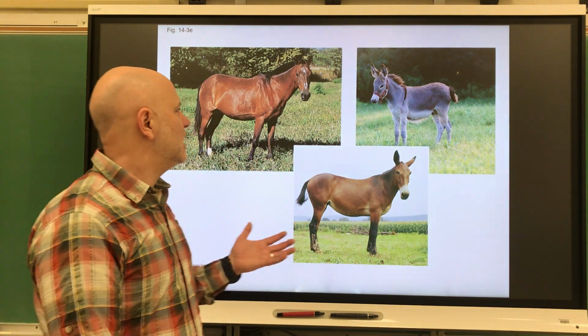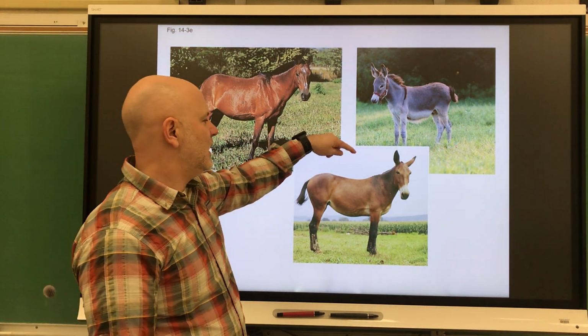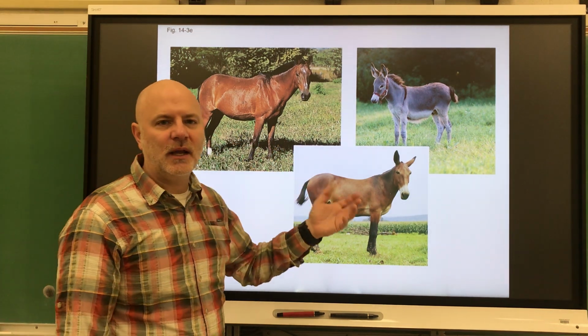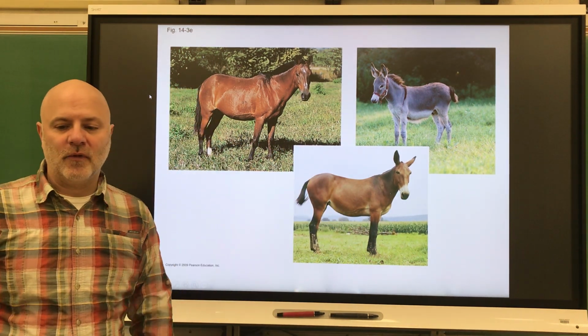And this is what we see here. Here's a horse and a donkey, and this is a mule. So a mule is a combination between a horse and a donkey. It is sterile, it cannot reproduce.